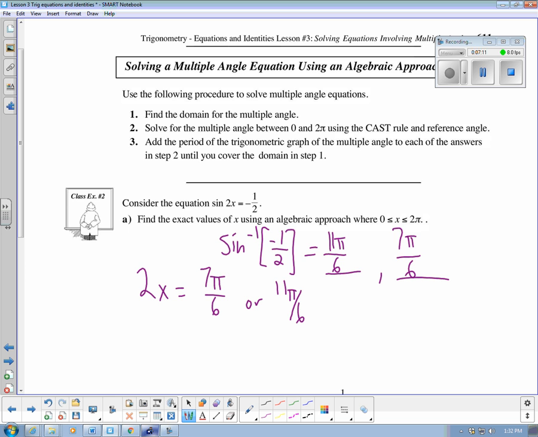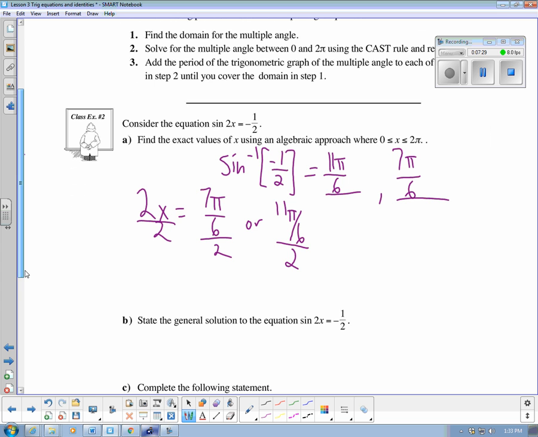Hayden, let's have your calculator going, okay? How do I get 1x? I divide by 2. So now I've got to take both these answers and divide them by 2. Nolena, this might be a little bit different than the method you saw, okay? So I have 7 pi over 12 or 11 pi over 12.